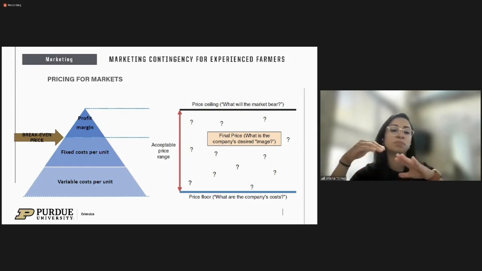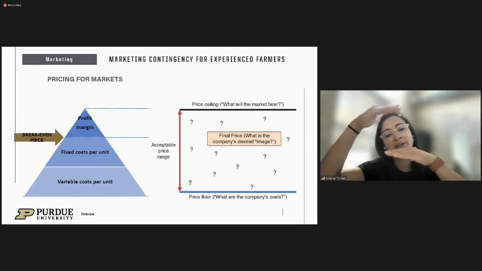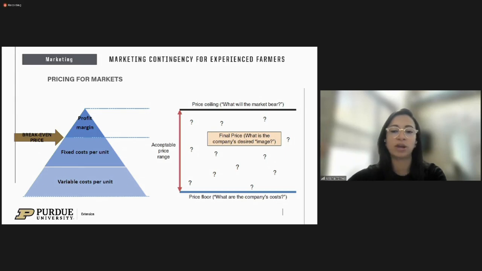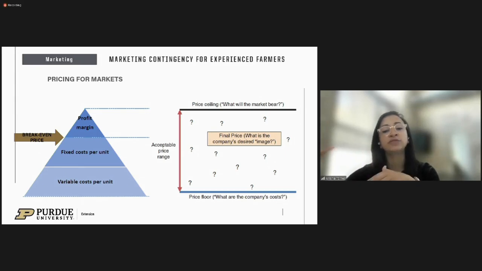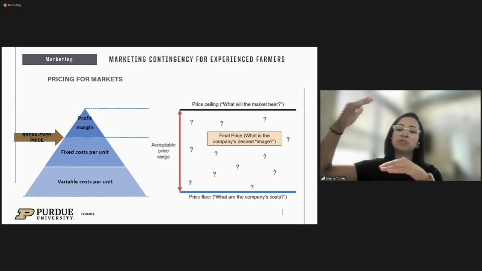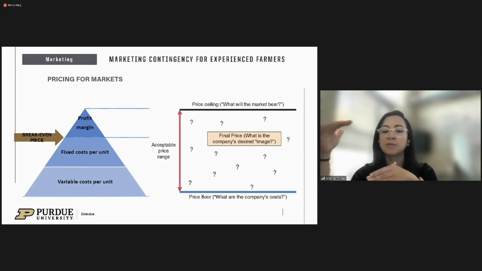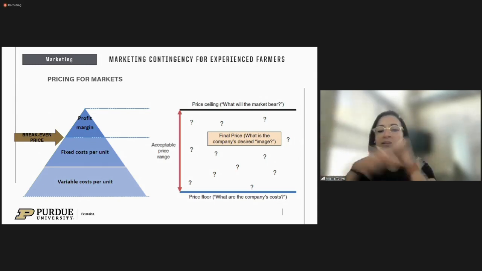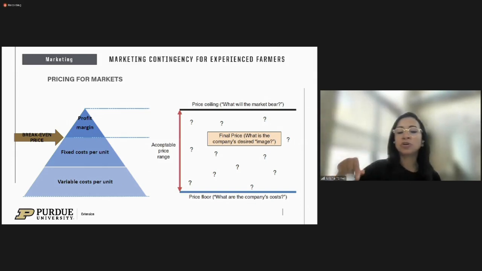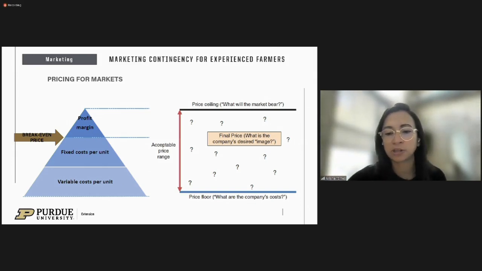And that's where you want to place, which is that range is exactly what is on the right-hand side. It's a price floor, which is the break-even price, and the price ceiling, which is what is the maximum that the market will bear. And anything in between is going to influence what is the image of the product that you're selling compared to what customers are buying and what competitors are offering.